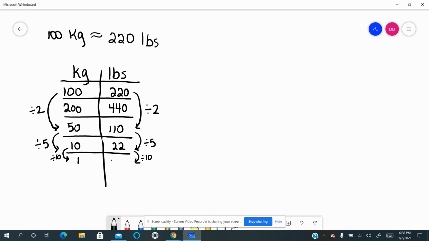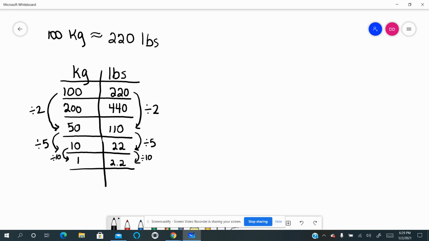22 divided by 10 is 2.2. You are allowed to use calculators for this unit, but remember that dividing by 10 is the same thing as moving the decimal. So this is a unit rate. 1 kilogram is approximately 2.2 pounds. I've always heard that 1 kilogram is about the size of a small rabbit. So if you think about a small bunny, not maybe a baby bunny, but just a small bunny, it would be about 2.2 pounds. So that makes sense.